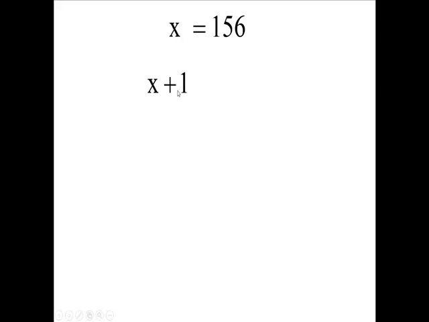My second one is 1 bigger than that, isn't it? Which is 157. And 2 bigger than 156. What's 6 plus 2? 6 plus 2 is 8, so we're talking about 158. So these are my three integers: 156, 157, and 158.